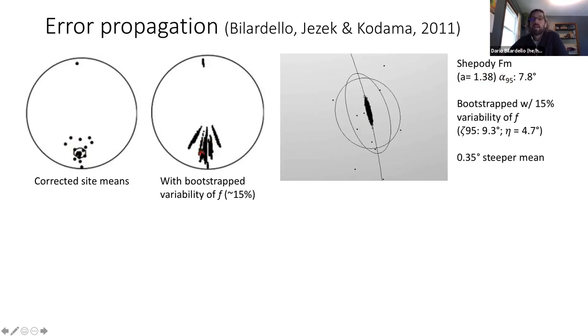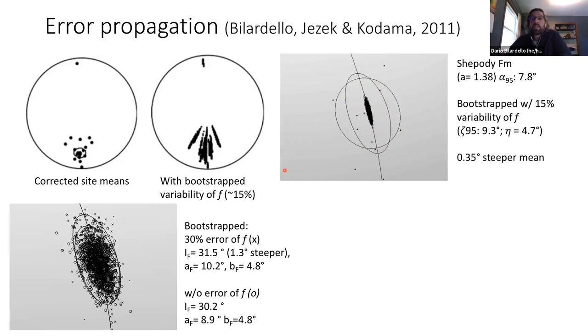And if we propagate that through bootstrapping for the Shepardy formation, we obtain this variability, which results in a more elliptical distribution of the corrected site means. The variability on the correction corresponds to about 15% and results in the uncertainty becoming more elliptical and increasing by about 1 degree along the long axis of the ellipse. Notably, the corrected site mean inclination also steepens by a fraction of a degree here.